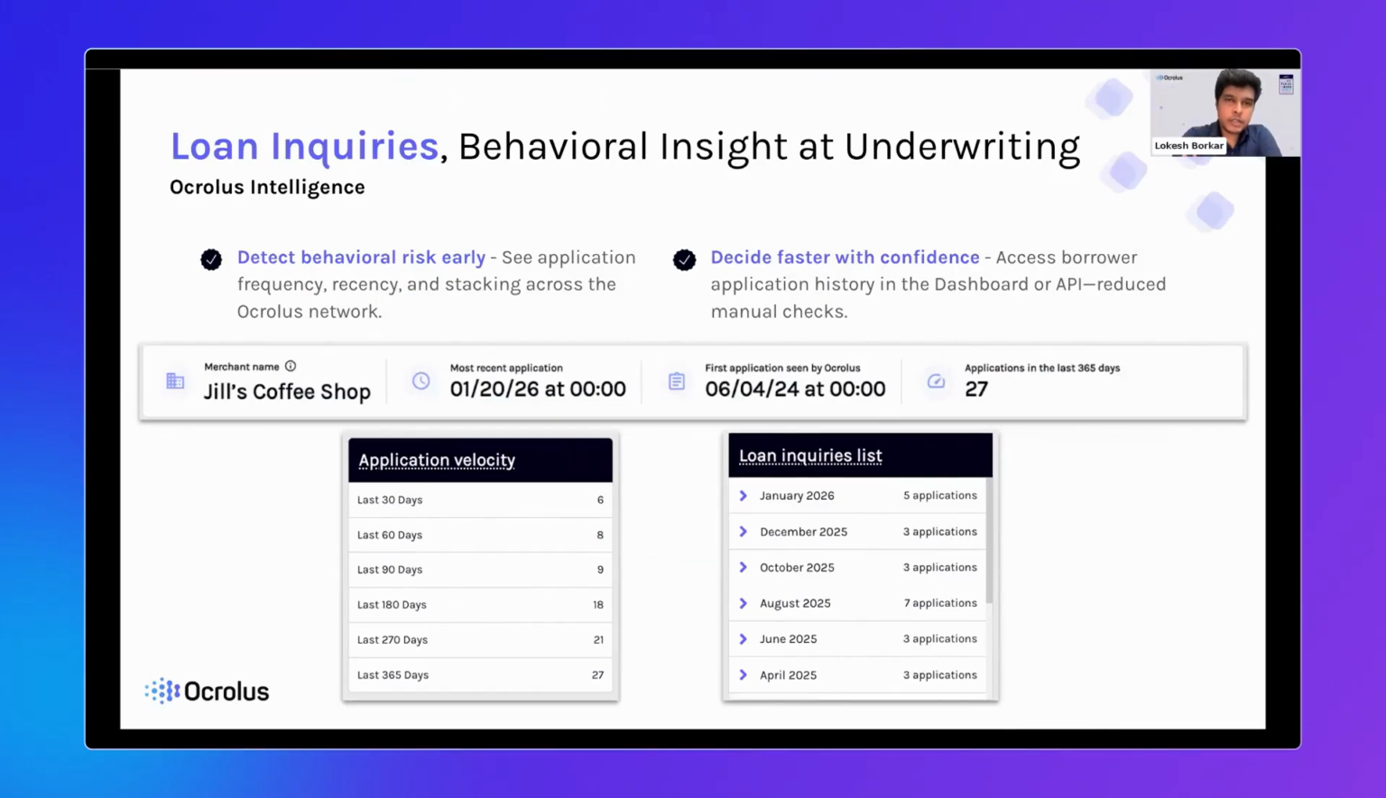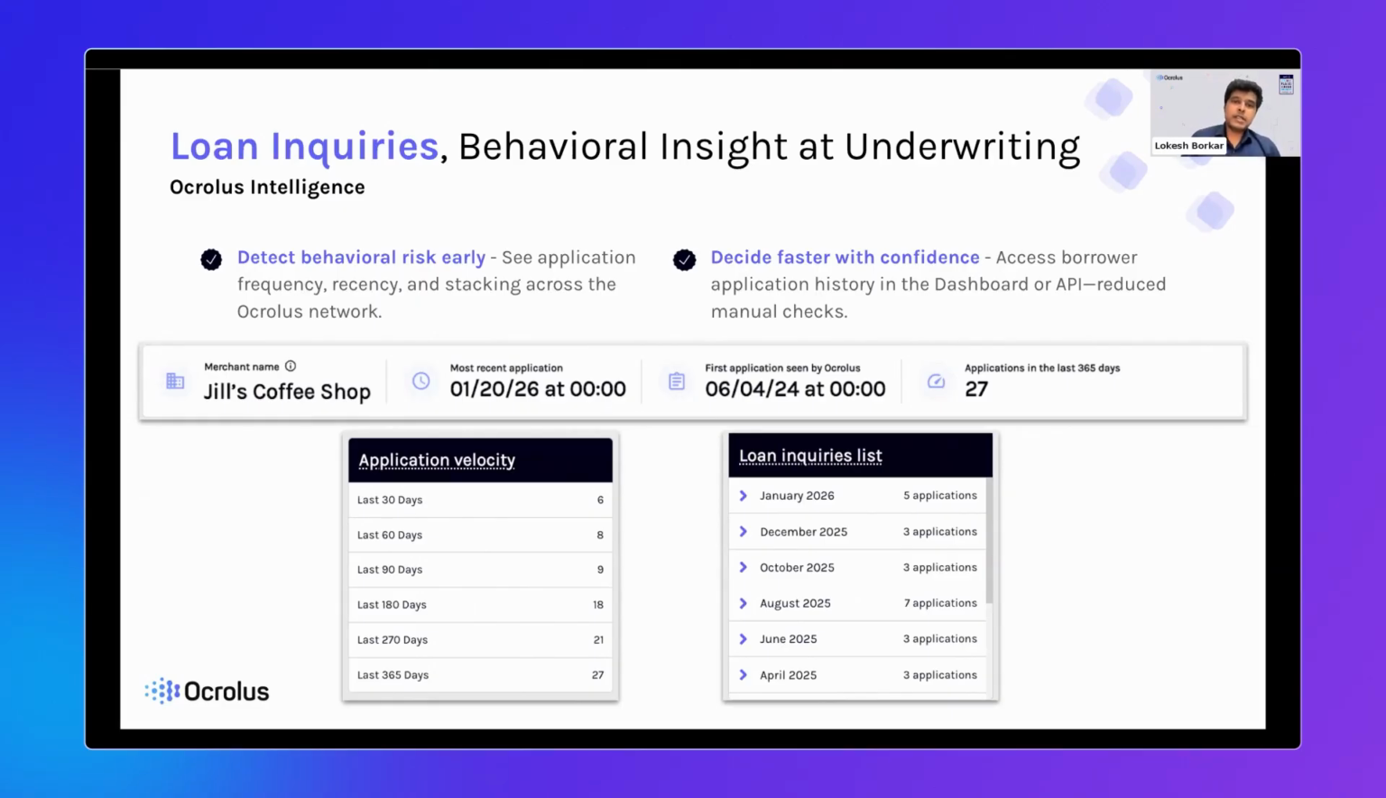Yeah, great question, David. Lenders can access loan inquiry data directly through Ocrolus Intelligence, either in the dashboard or via API, depending on how they are set up. What we are doing here is surfacing application history and velocity across the Ocrolus network in a way that's immediately usable for underwriting. Instead of having to manually check multiple systems or rely on borrower disclosures, underwriters can see when a merchant was first seen, how recently they have applied, and whether application activity is accelerating, all in one place.